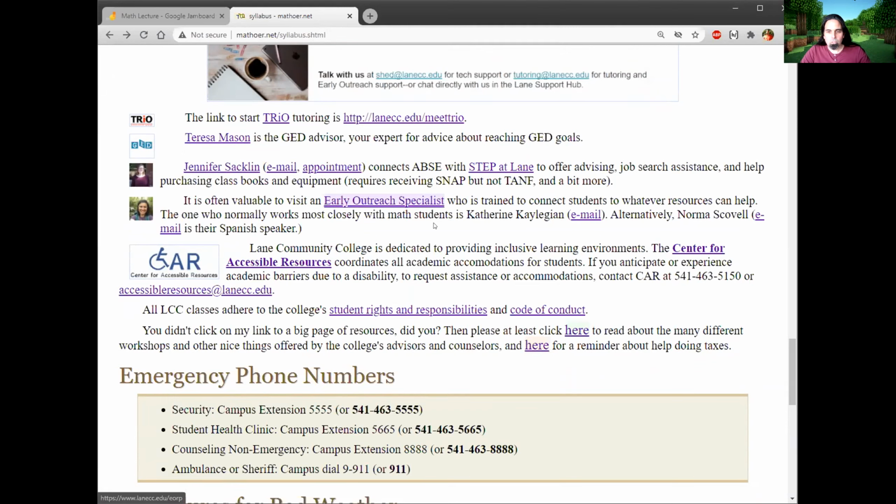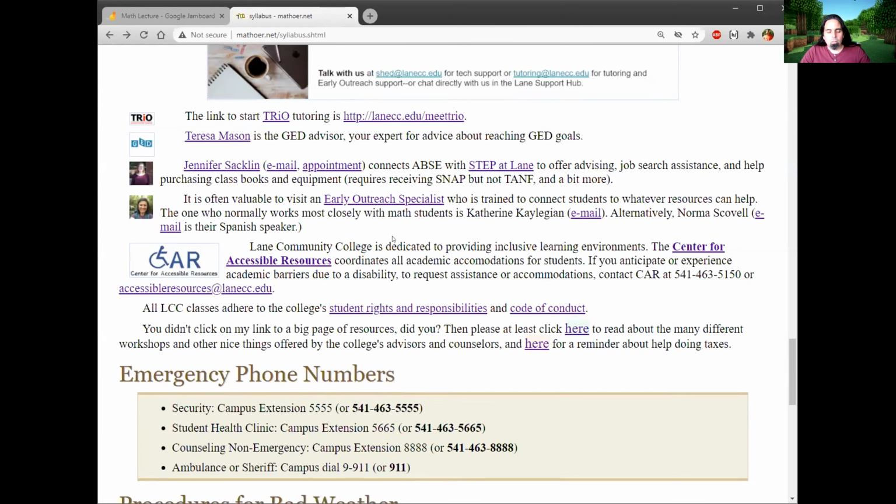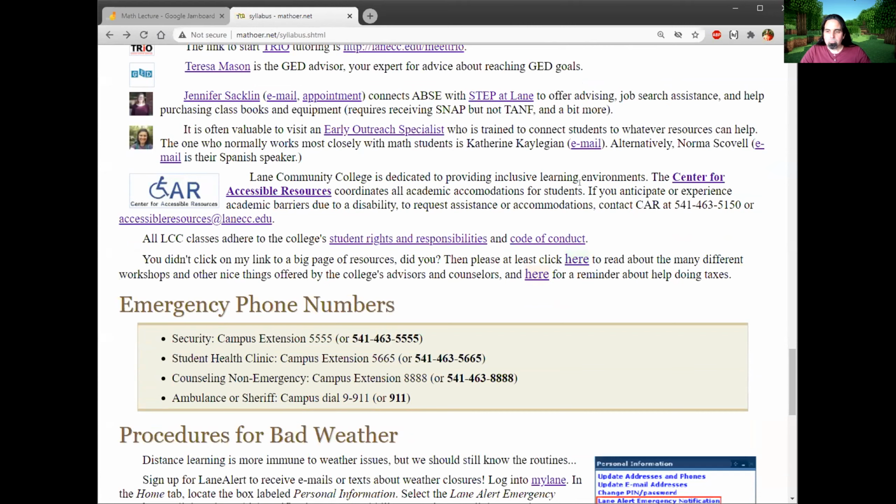And the one that works most closely with math students is Catherine Caligain. There's her picture. And alternately, if you're a Spanish speaker, then Norma Scoville is the early outreach specialist who's a native Spanish speaker. And lastly, the Center for Available Resources is also totally awesome.